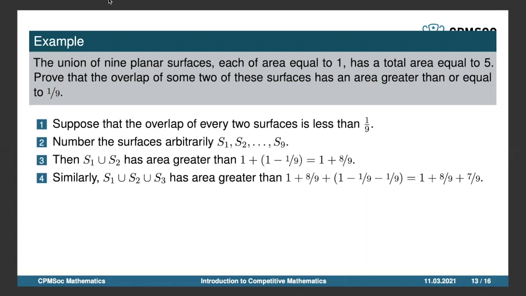I might get people just to pause here and have a think about what they think we're going to contradict about the original problem setup here. You can see that we're building up this collection of planar surfaces, and the area seems to be increasing. So what do you think the final conclusion is going to be that contradicts our setup here? I'll give you maybe a couple seconds to think about that one, and then we'll keep going.